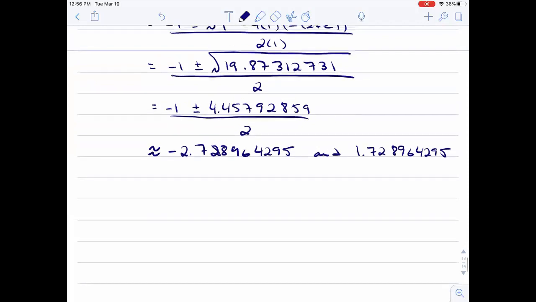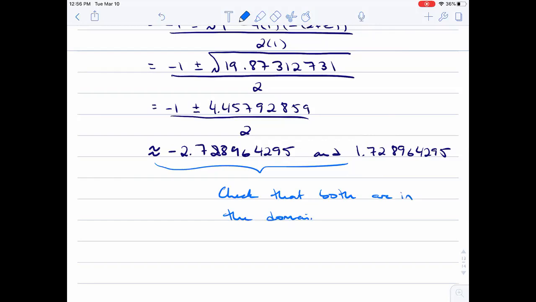I'm way out of time and I'm sorry. We'd want to check to make sure that both of these are in the domain. If it's not in the domain, it's not a solution. So here's the follow-up: check that both are in the domain. There. Sorry.